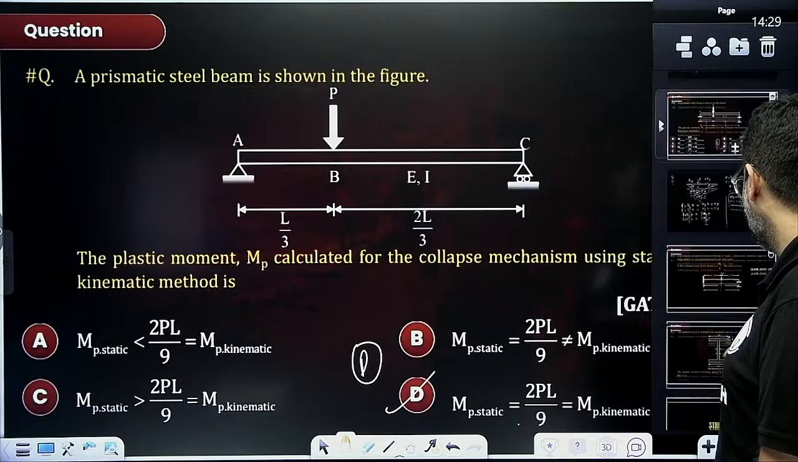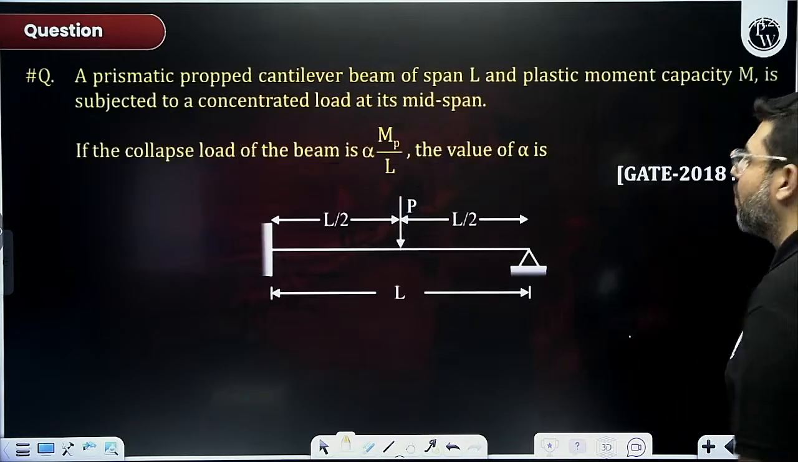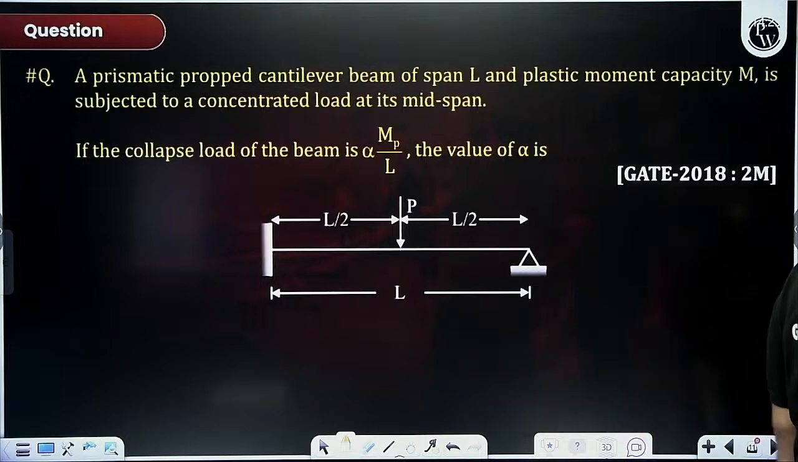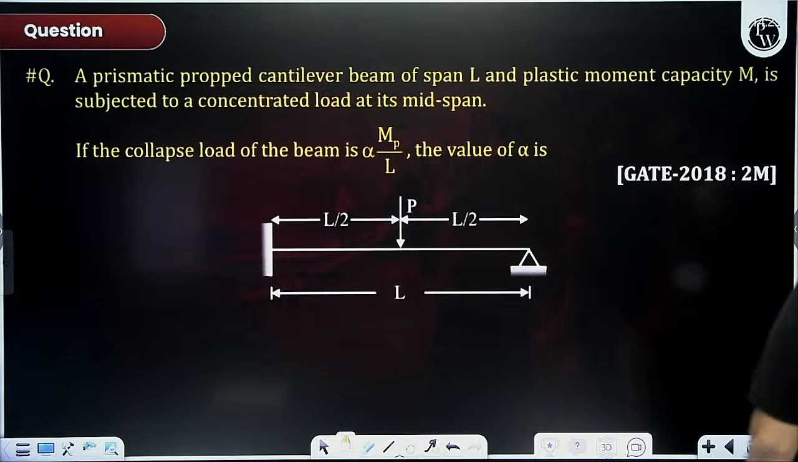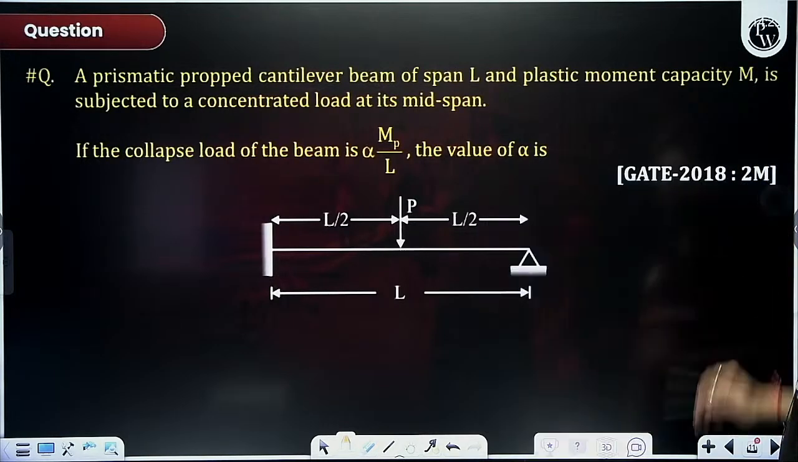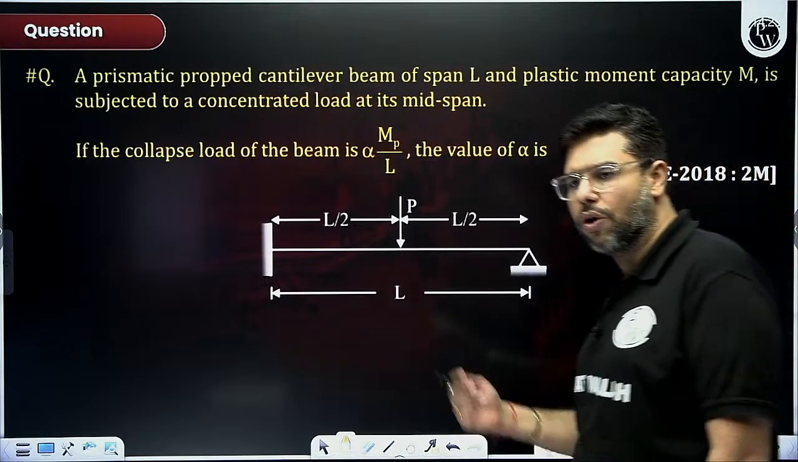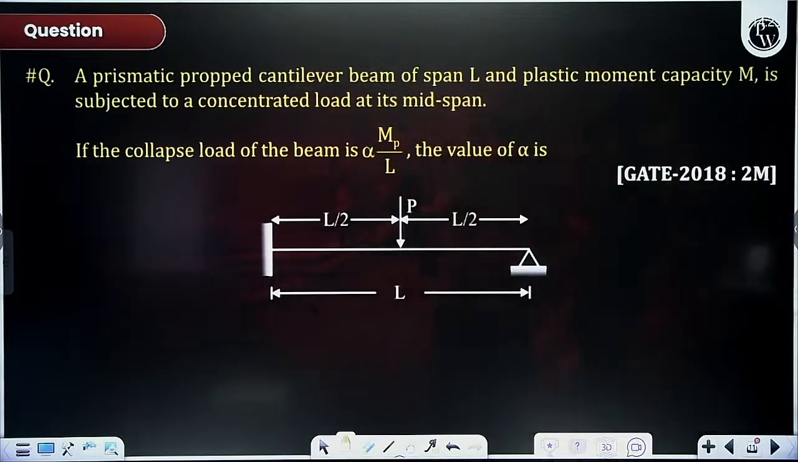Very good. Next question we have to do. Next you have to find the value of alpha here. Please report the value of alpha. Report your answer. Only an integer will come, so the answer would be an integer. Let me see how many of you will give me the correct answer. Okay, please solve it.